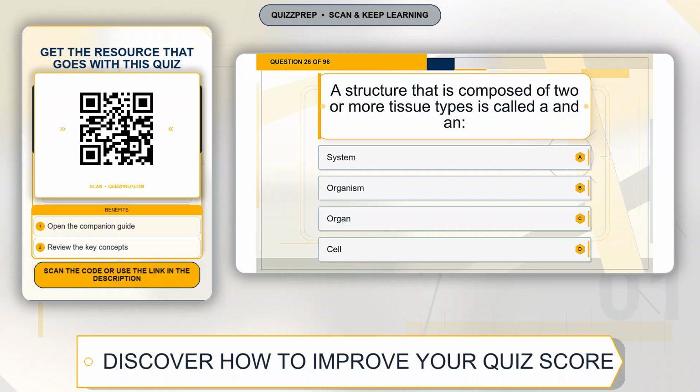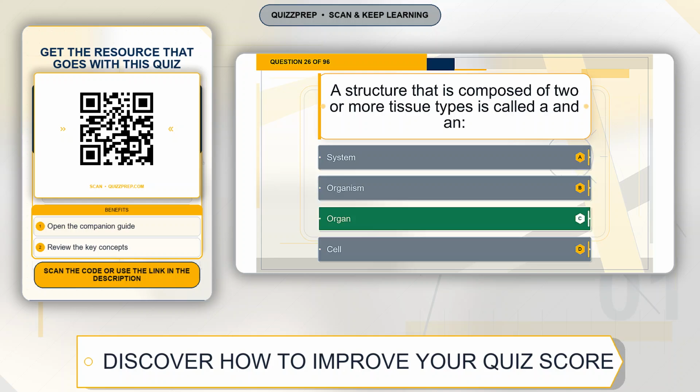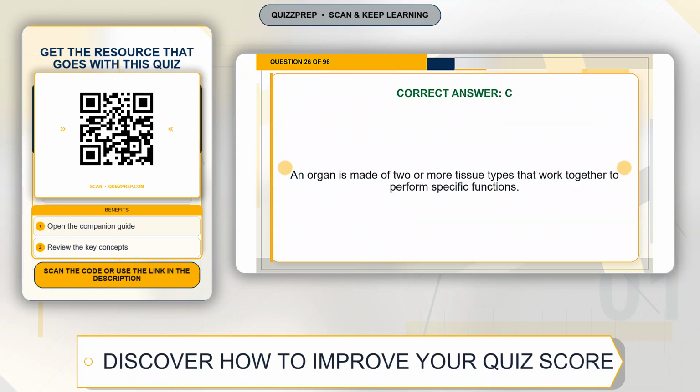Question 26. A structure that is composed of 2 or more tissue types is called an Option A, system. Option B, organism. Option C, organ. Option D, cell. The correct answer is option C, organ. Explanation. An organ is made of 2 or more tissue types that work together to perform specific functions.